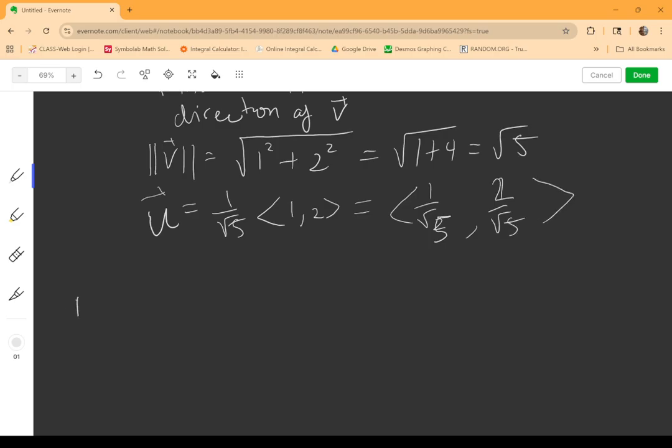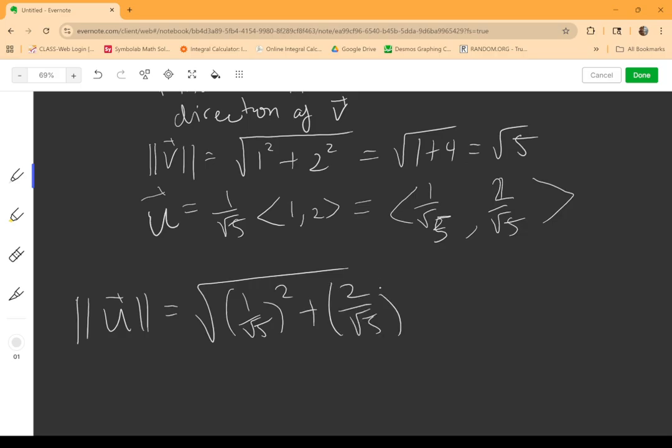And then we can see by performing the magnitude operation on u, 1 over root 5 squared plus 2 over root 5 squared, we get 1/5 plus 4/5, which is 1. And again, there is our unit vector.